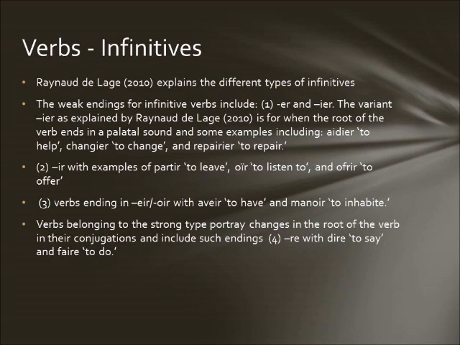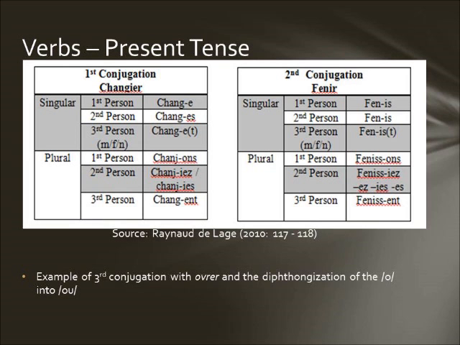And then verbs belonging to the strong type portray changes in the root of the verb in their conjugations and include such endings as RE with dire to say, and faire to do. So if we look quickly at present tense for verbs, there isn't really that much difference with modern French conjugation. So for first person singular, we have E, second person, we have ES, third person, we have E, sometimes T, and then for plural, ONS, IEZ, or IES, as well as ENT for third person.